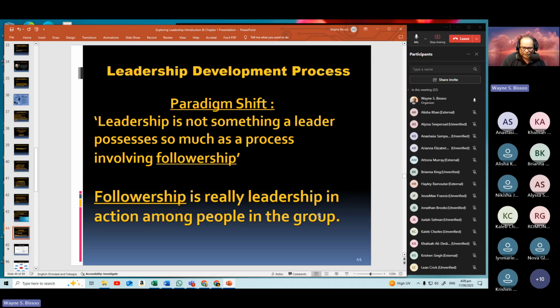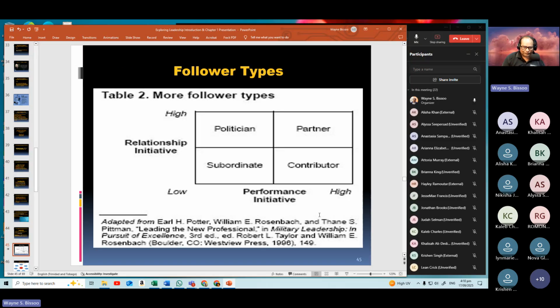And it makes sense because if you're a leader and you have no followers or you can't engage your followership, you're not going to achieve anything. All right? That makes sense? So leadership is not something a leader possesses so much as a process that involves followership. So we have to understand our shift in thinking now. If we understand that successful leaders have more to do with their relationship with the followers, then this starts to point us into a different set of concepts and ideas that we need to involve ourselves in.